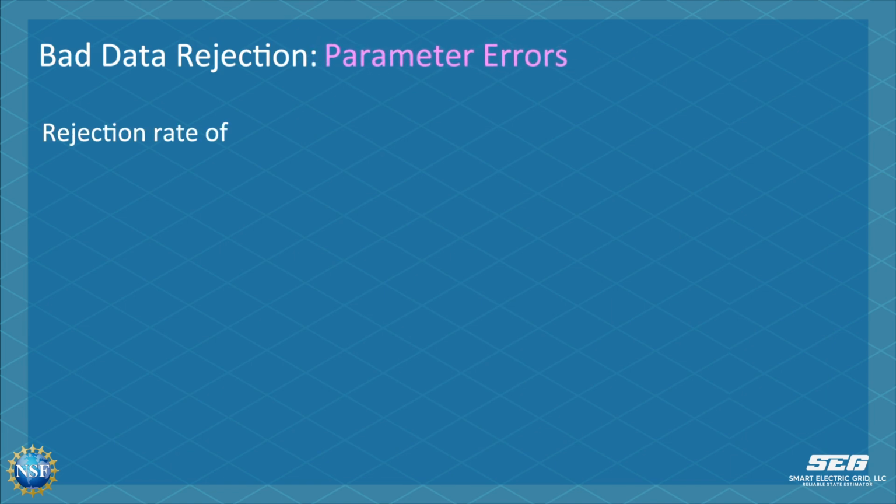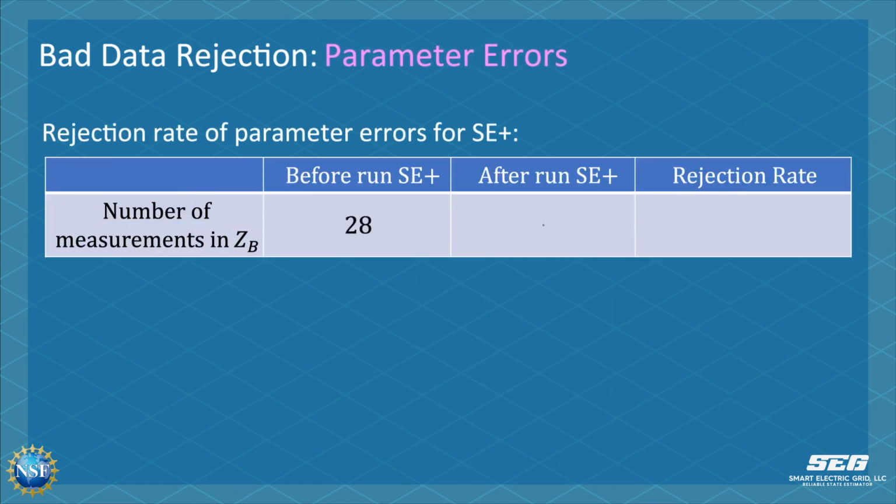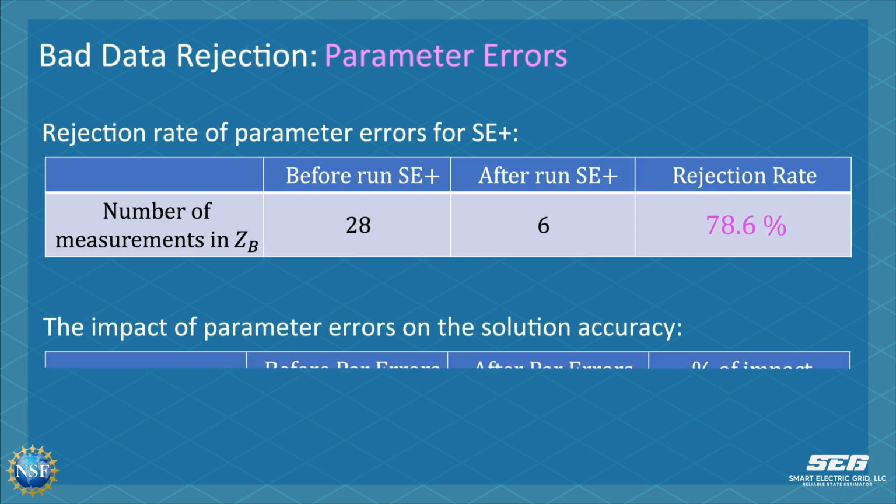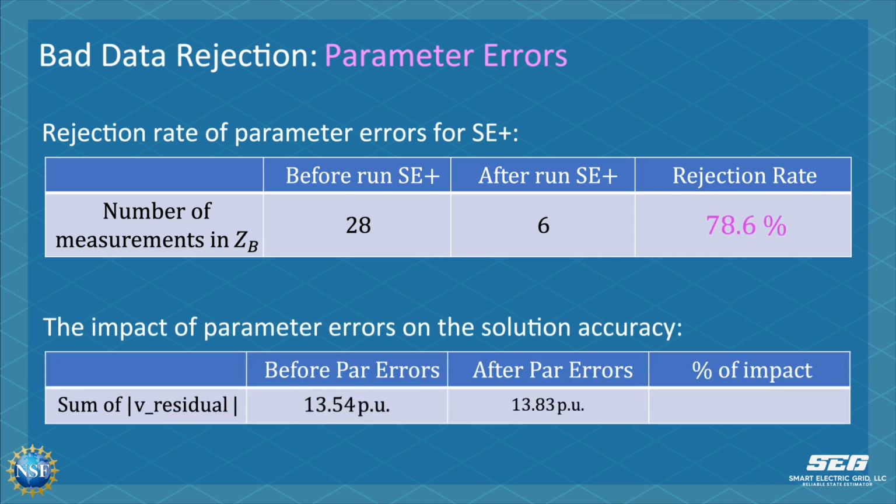The rejection rate of parameter errors is 78.6%, and the voltage magnitude residual changed from 13.54 to 13.83 per unit. The rate is 2.1%.